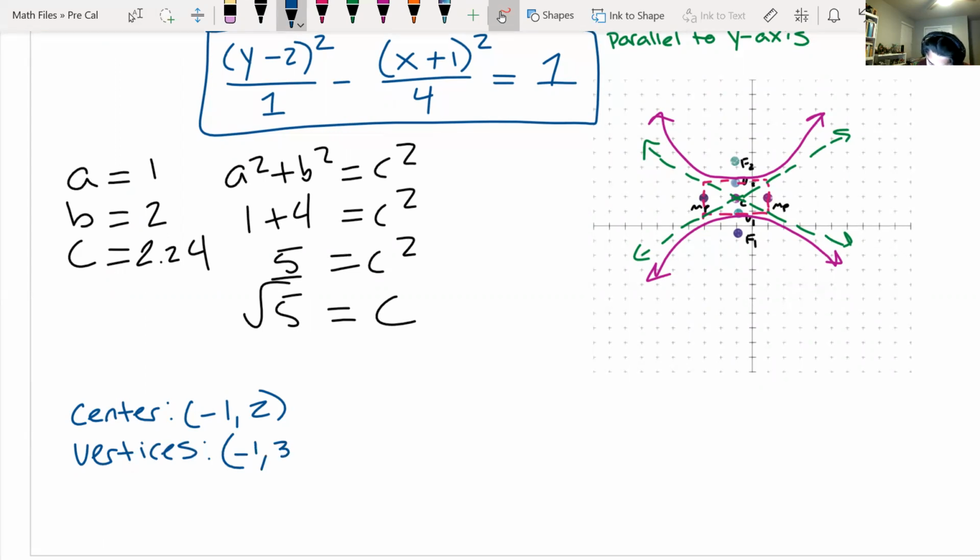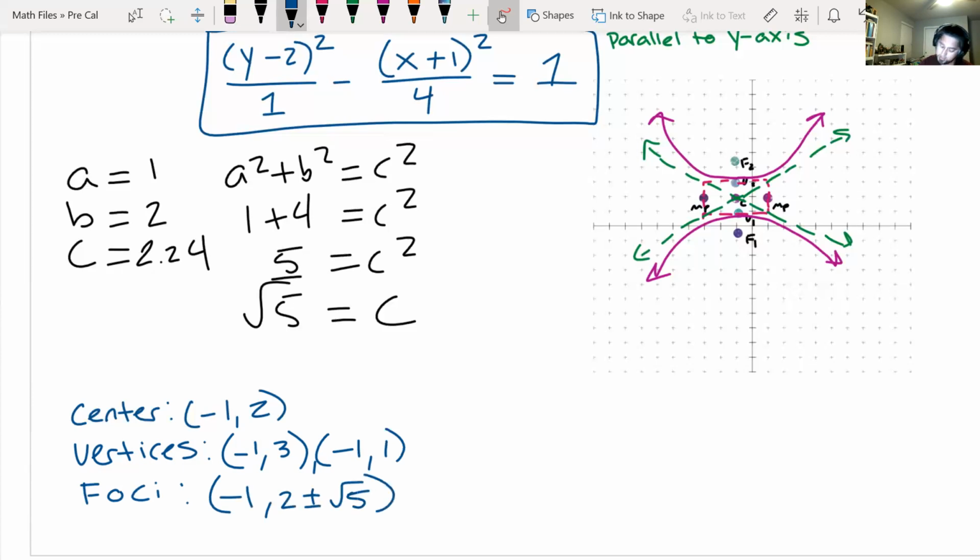So 1, 2, 3. And then we went down 1. So -1, 1. Foci were the ugly ones. So this stays as -1, but I can put 2 plus or minus the square root of 5. Minor points, we're at 1, 2, 3, 2. So -3, 2. And 1, 2.